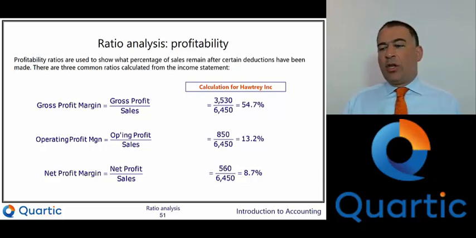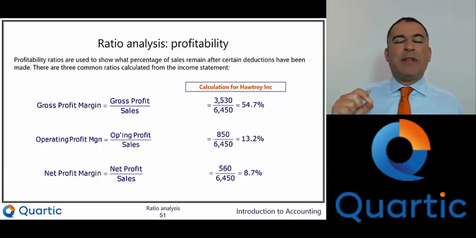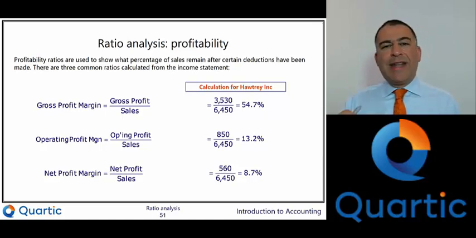After our operations, you got $13.20 left from your 100 of sales because you've got operating costs that have reduced the gross profit from 3,530 down to 850 operating profit. And then after interest and tax, you're down to 560. And so here it's 8.7%. This means if we're the shareholders, your net profit is 8.7% of the revenues.